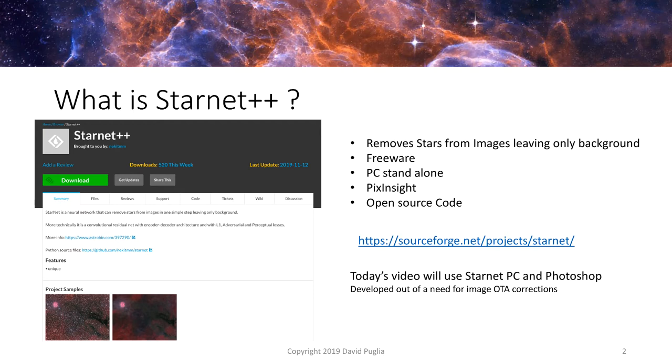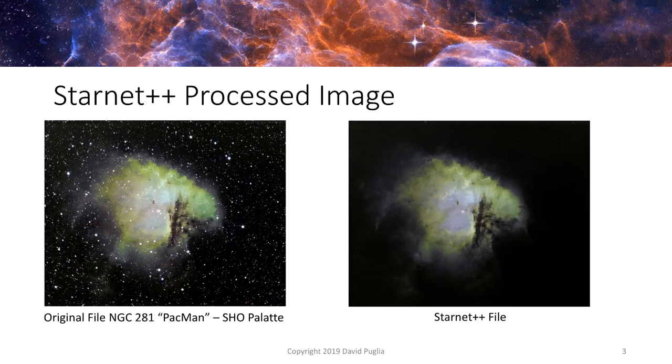So what we're going to use today is Starnet, the PC version, and then Photoshop on the Mac. The motivation behind this was a need that I had using HyperStar with my C14. I've got some issues with my optical tube assembly. I bought the thing used. I'm not going to get into all the issues I've got, but I've come up with a way of handling some of the optical aberrations, beyond what you would normally do for processing.